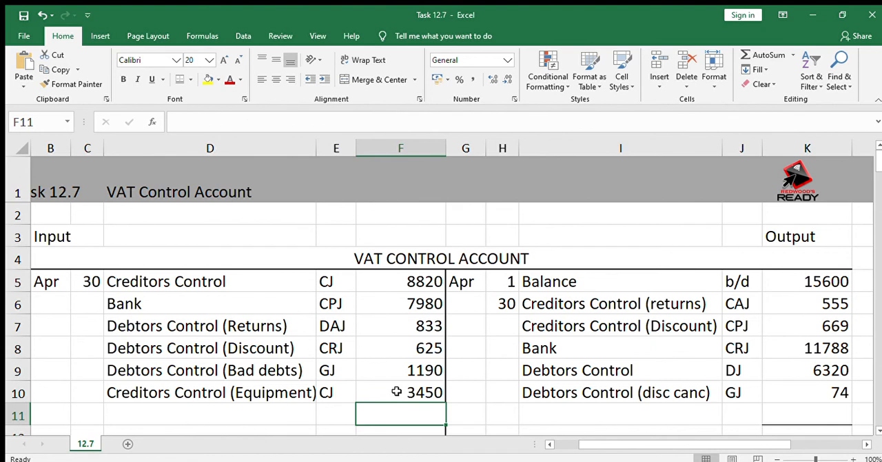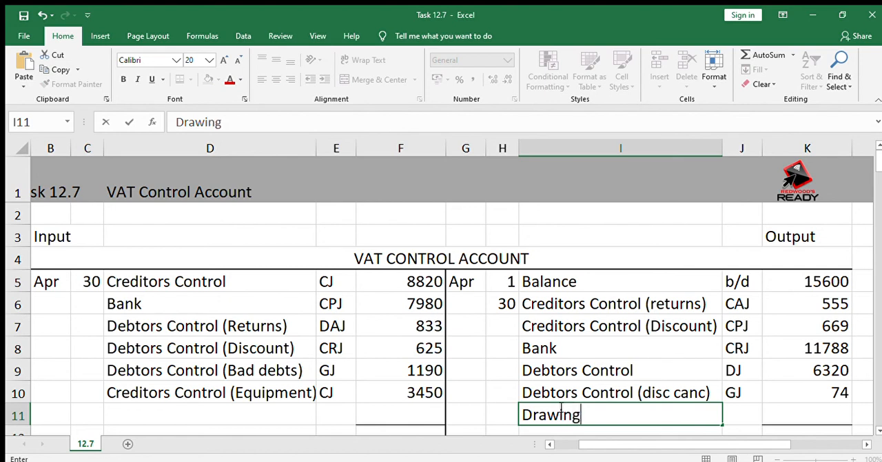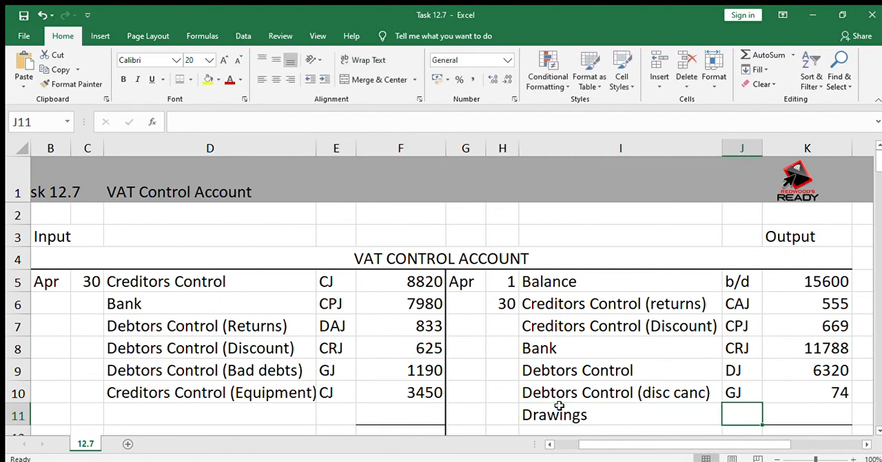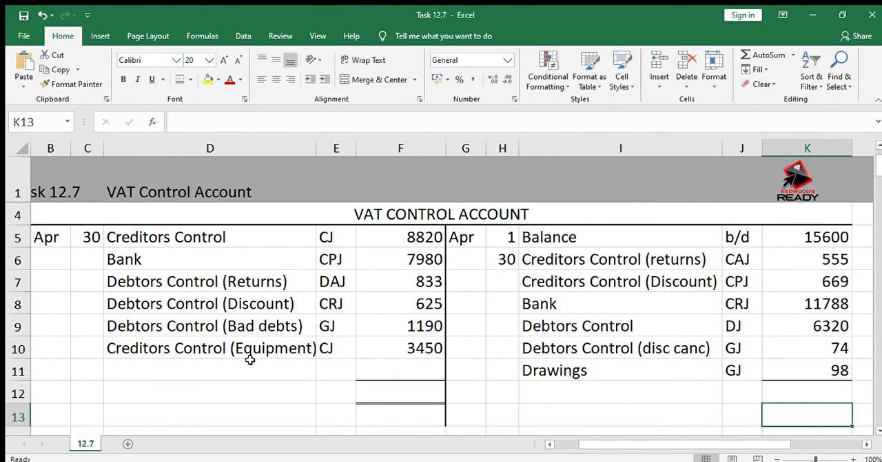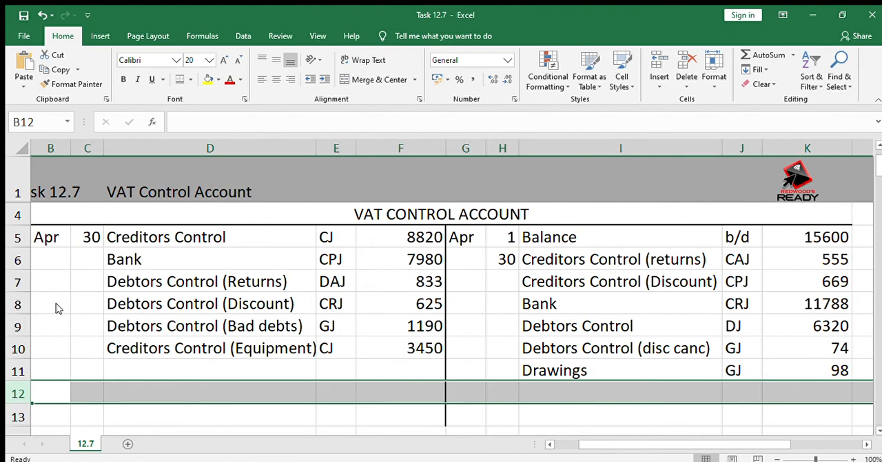The last one, Sean took stock of shoes as gifts for his wife at cost 798, inclusive of VAT of 98. So that will be drawings on the credit side because drawings are treated like sales. The GJ, the VAT amount there was given to you as 98 Rand. Okay, you just have to balance the account out now.